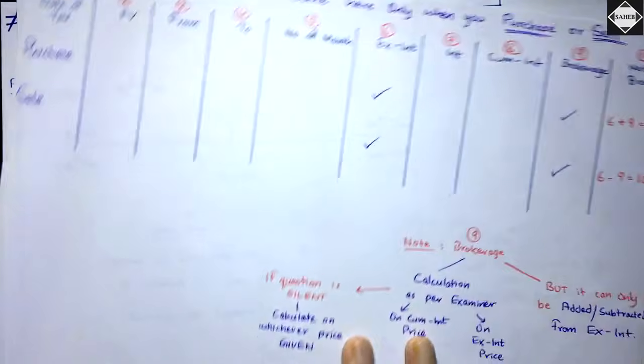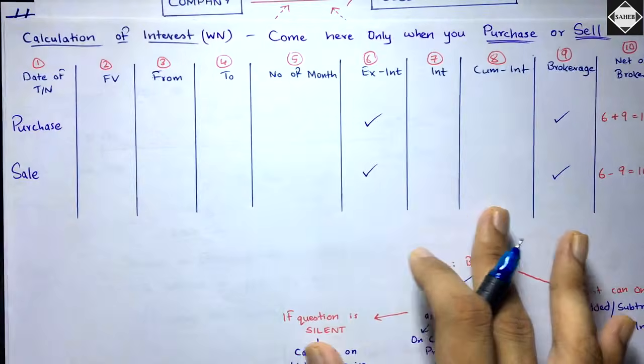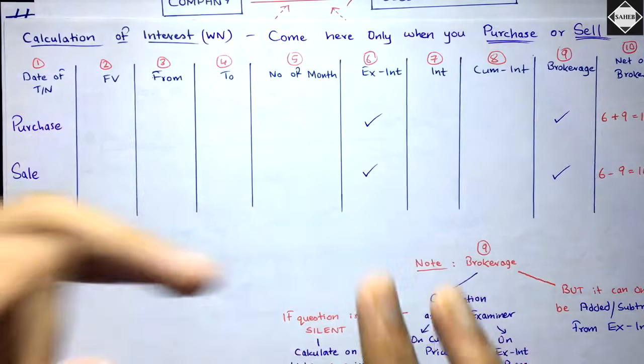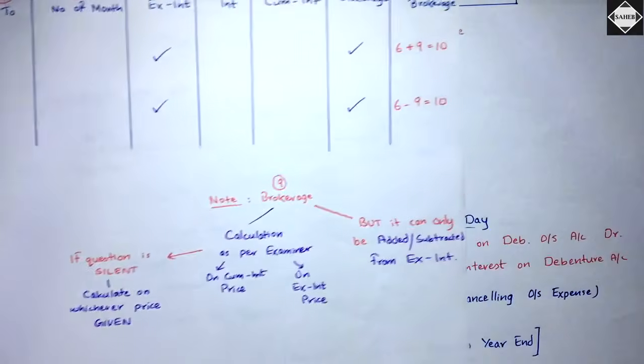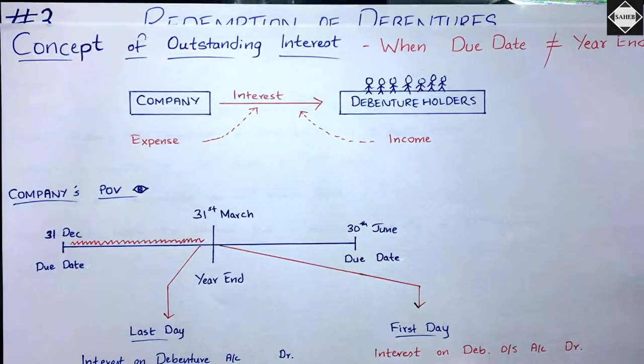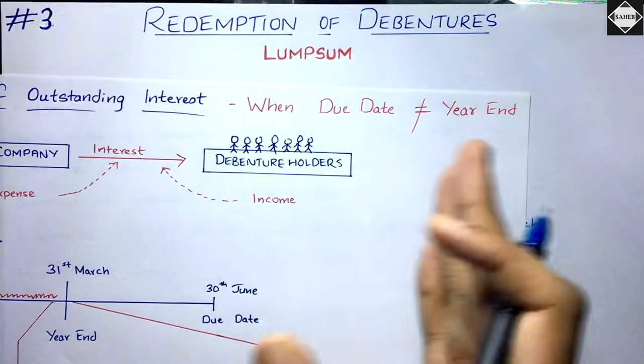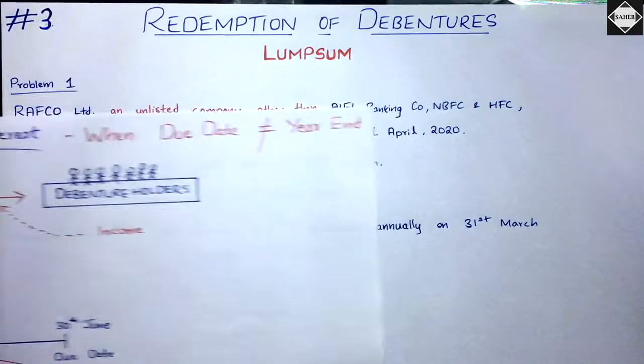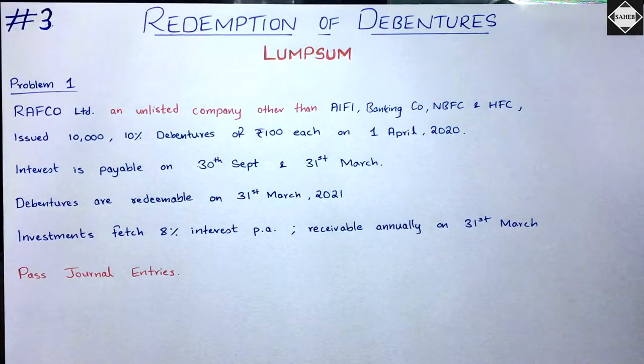And then this calculation is very important, this working note for the calculation of ex-interest, cum-interest, and all that. Ignore the brokerage. Okay, brokerage will not be there. And then we also understood the concept of outstanding interest, which will arise only when the due date is not equal to year end. Fine. So we have discussed many things really in that first video.